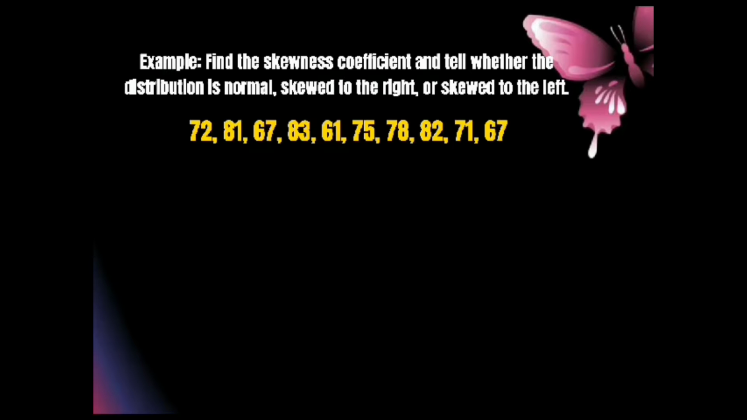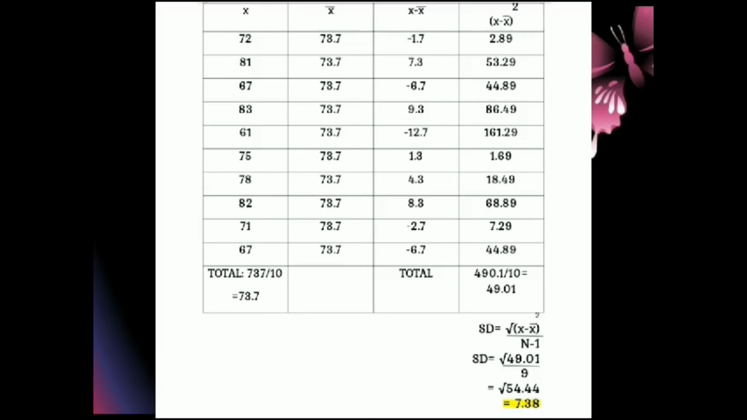Third, we have to find the standard deviation. Find the standard deviation of the scores 72, 81, 67, 83, 61, 75, 78, 82, 71, 67. To compute the standard deviation, we need the mean and variance. The mean is just the average of the scores, while the variance is just the average of the squares of the deviation from the mean. So let's get started. The scores are 72, 81, 67, and so on.